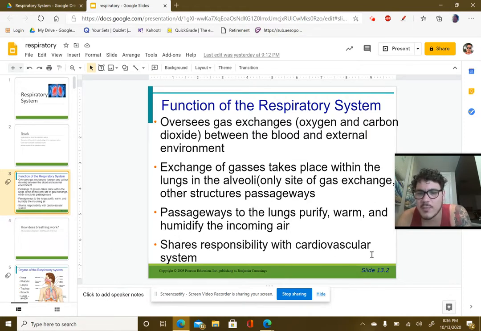Finally, it does share responsibility with the cardiovascular system. It makes sense. The heart is literally in between the lungs, so because of its position, both systems are going to have a shared common goal, which we'll talk more about in the cardiovascular system.